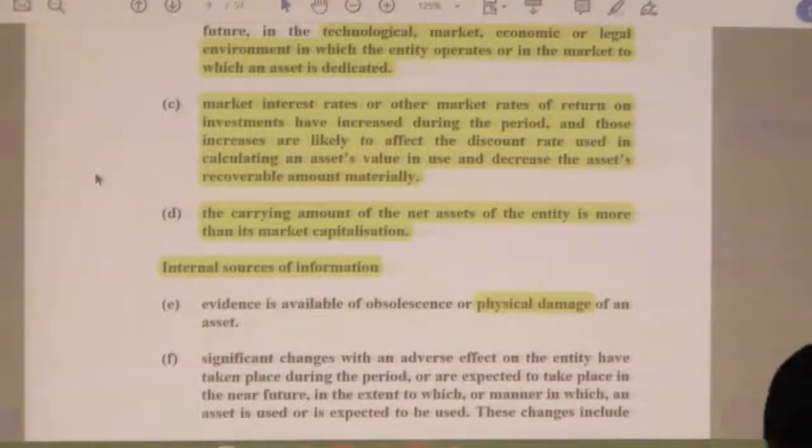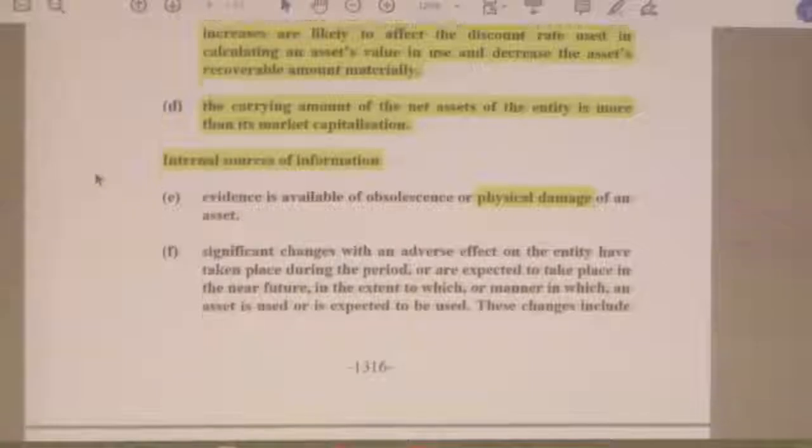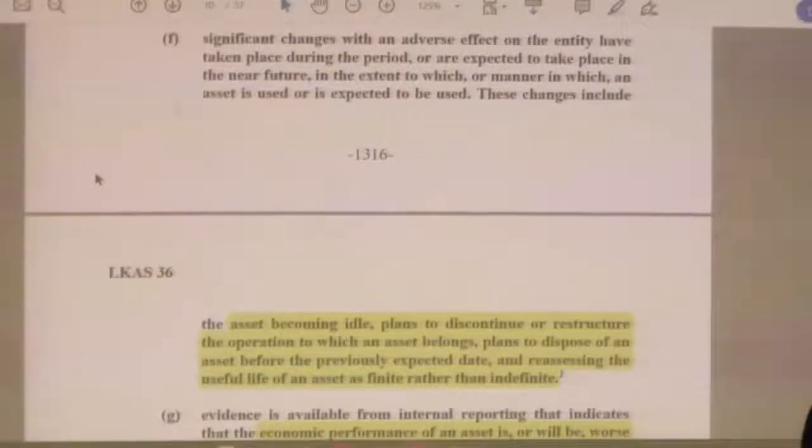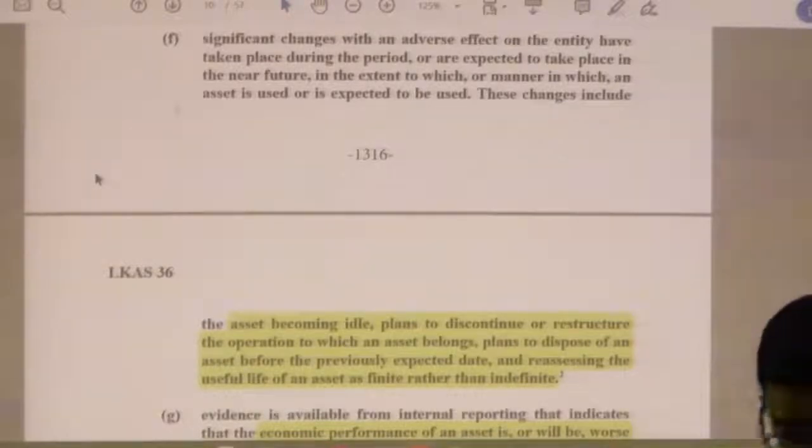So internal indications also there are. Evidence of available physical damages. If there is any physical damage to the assets, impairment indicator, right? So F, assets become idle. These are examples. Assets become idle, plan to discontinue or restructure operations to which an asset belongs, plan to dispose an assets before the previously expected date, and reassessing the useful life of an assets as finite rather than infinite. So these are the examples of internal indications, right?